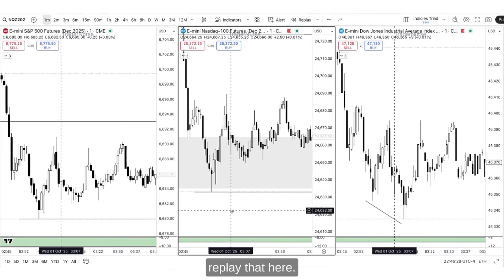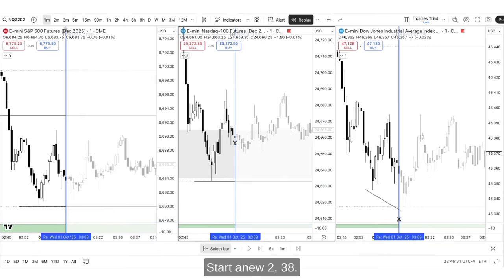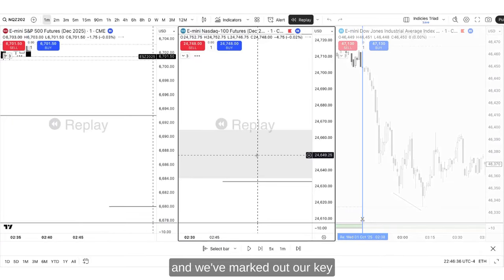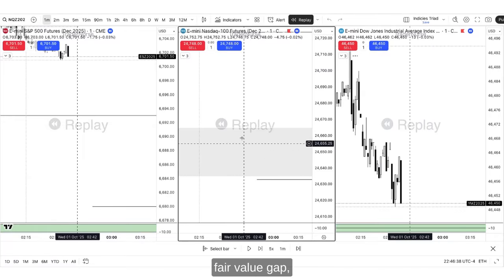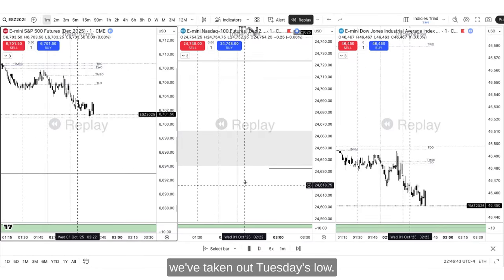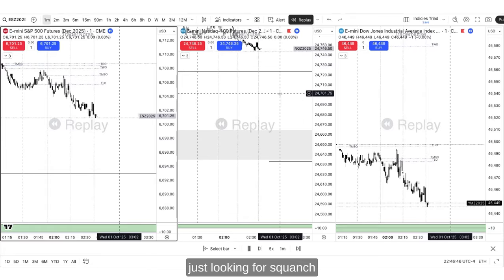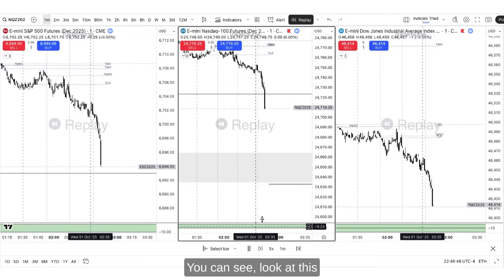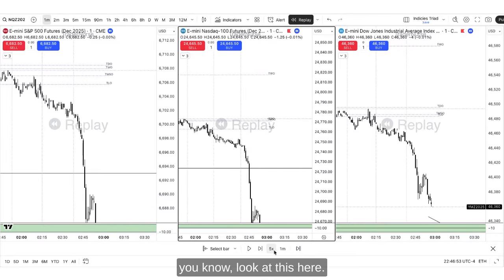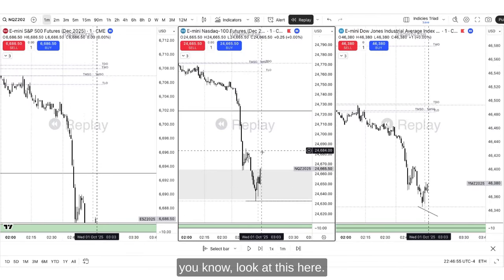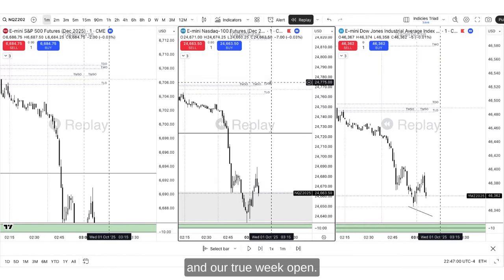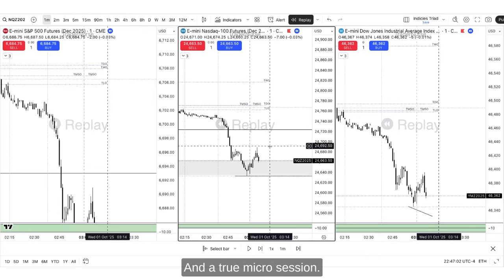Now, if we just replay that here, start anew, 2-38. So at this point in time, we've marked out our key levels, we've marked out this hourly fair value gap, we've taken out Tuesday's low, okay, and we're essentially just looking for sequential SMT to form. You can see, look at this here. We got our true London open, a true day open, and our true week open again, and our true micro session open.